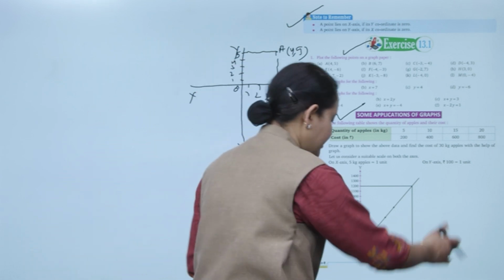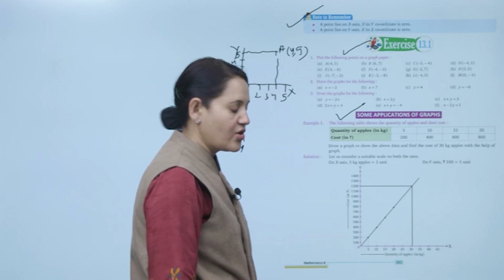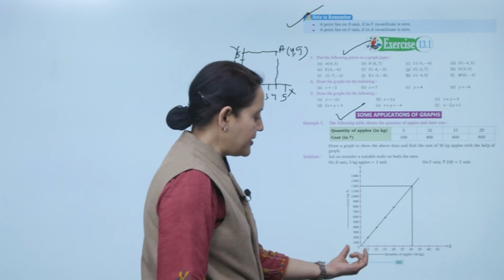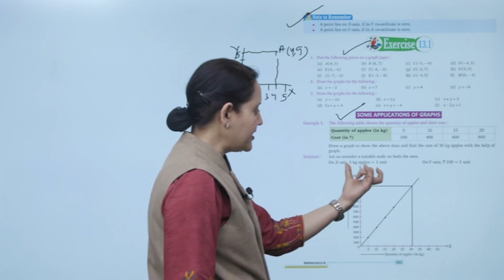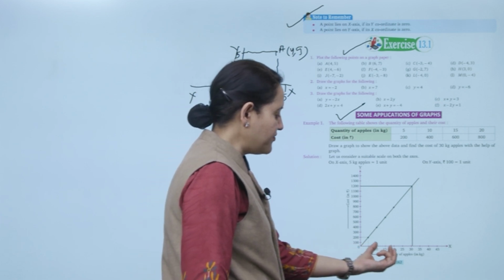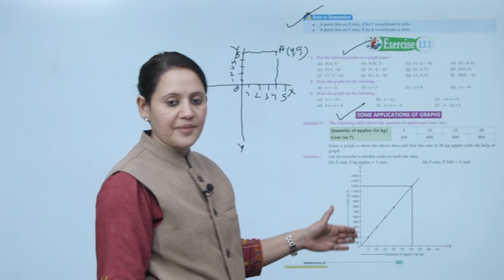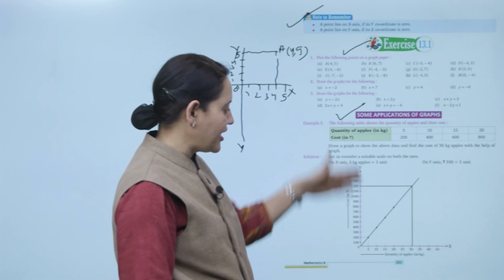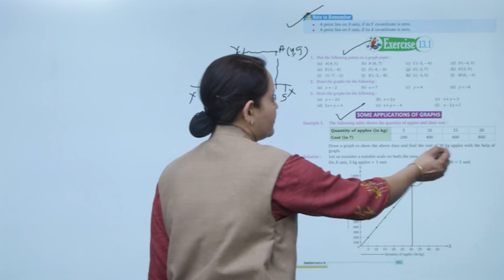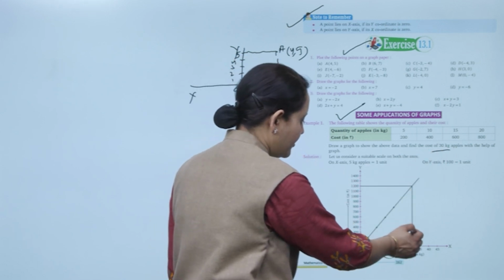So this is x-axis. Here we have taken the quantity of apple, and y-axis cost in rupees. So x-axis पे 1 unit, that means 5 का gap है. That is 5 kg apple is equal to 1 unit. So 5, 10, 15, 20, 25, 30 like this. And here 100 का gap है. 100, 200, 300, 400 like this. So we have to find out the cost of 30 kg apple. So 30 kg quantity is here.